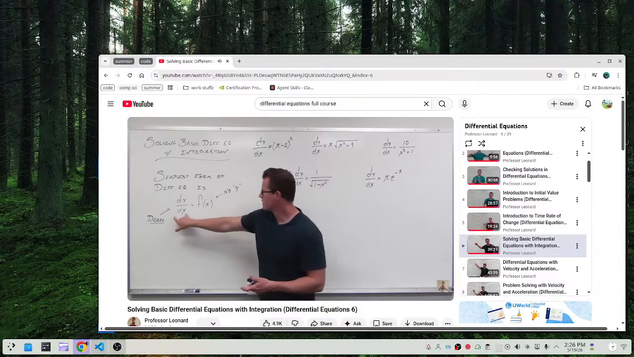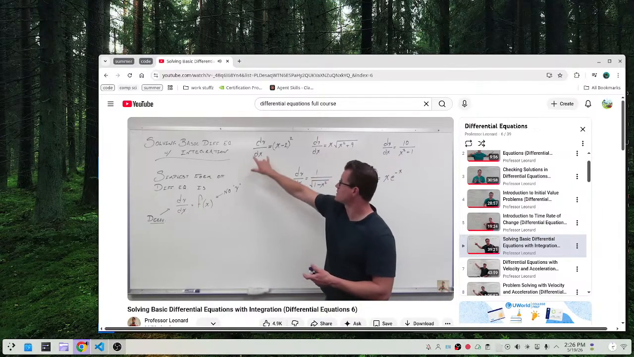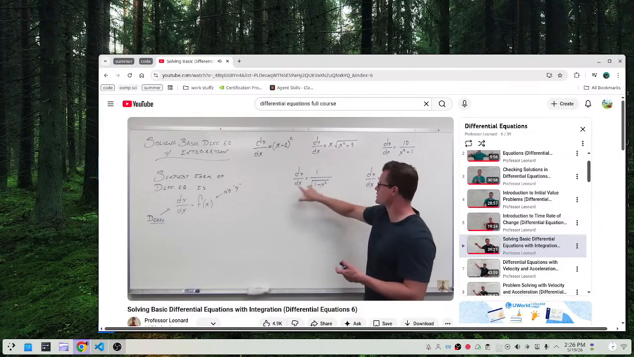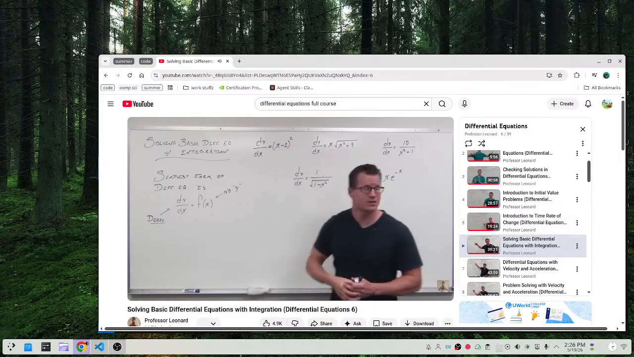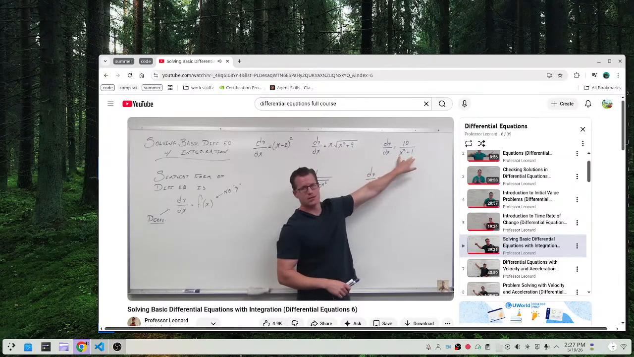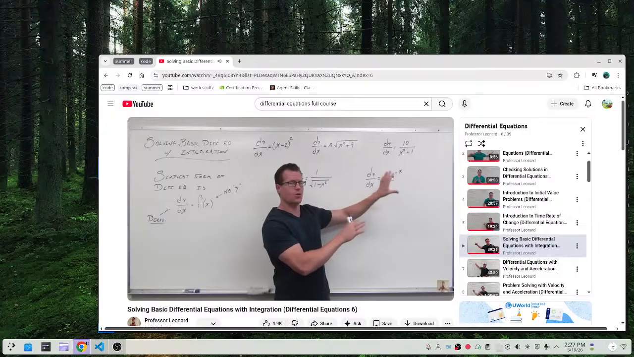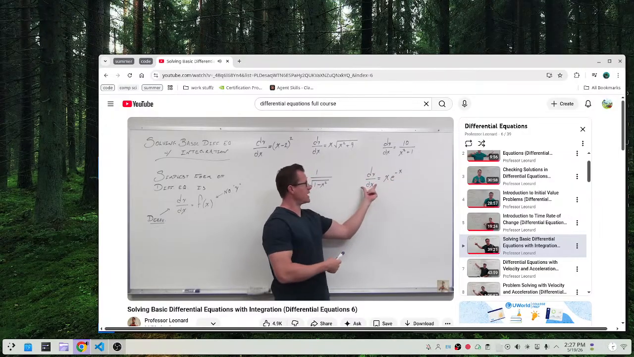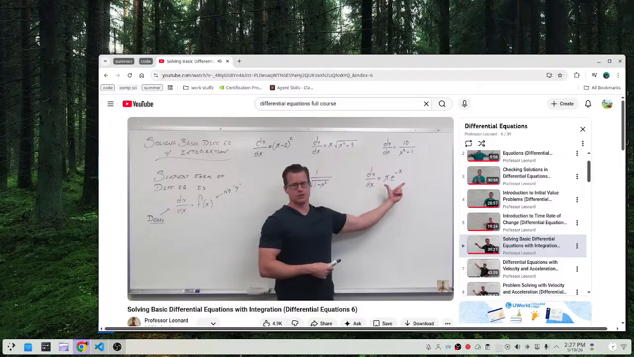So we have a derivative equals a function of x with no y's. Same thing for the last two: derivative on one side, function of x on the other side with no y's, no y primes, no second derivatives, just an isolated derivative and a function of x.